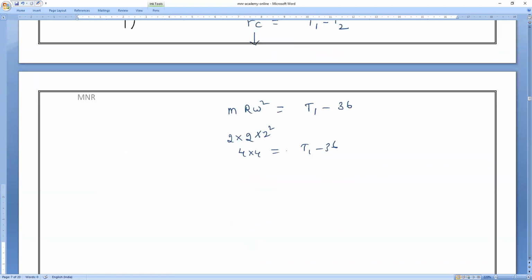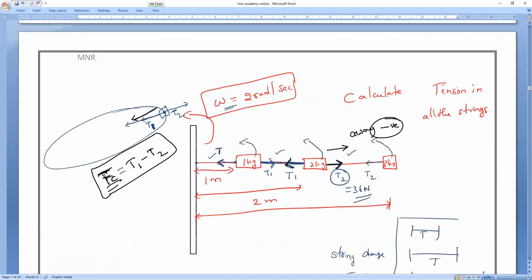Then what will happen? 4 fours are 16. So 36 will come to this side, 36 plus 16 is equal to T1. So what is the tension? T1 is equal to how much? 36 plus 16, which is equal to 52 Newtons. Understand, all of you? So the tension exerted in this string, T1, is 52 Newtons. Then again, is this T1 going away from it or towards it? Away from it. So I'll consider it negative.